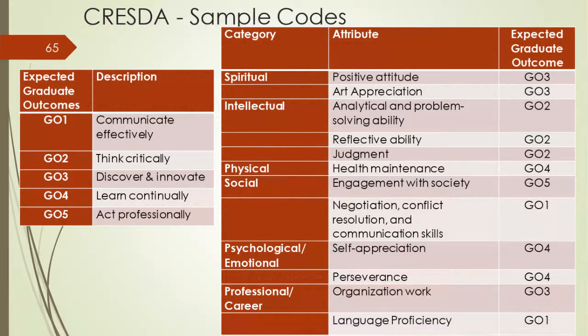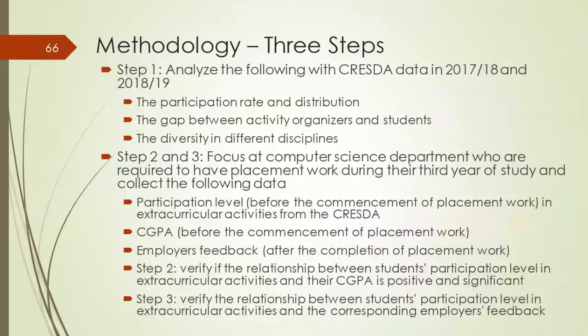For example, based on the expected graduate outcome of the university, we define the 5 learning outcomes at the left-hand side, and we define 36 attributes, those competencies, and group them into 7 categories. These will be pre-mapped to the extracurricular activities, and therefore the number of hours of each competency development can be stored, kept or measured. And through the data we collect, we have done some analysis.